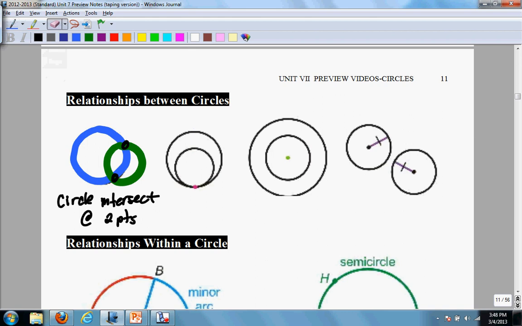Now trace this one, the outer one. Trace the inner. Here I have circles that intersect at 1 point. They touch at 1 point.